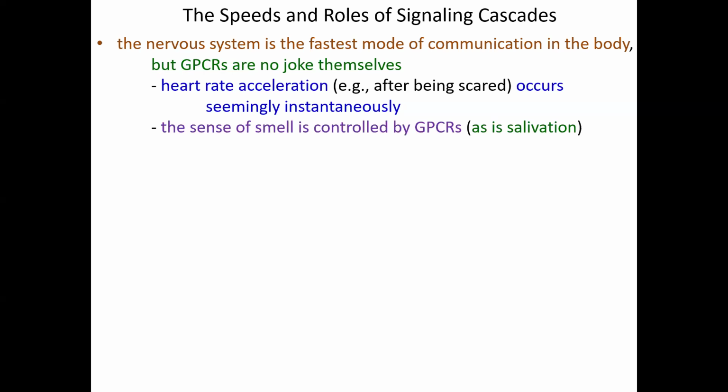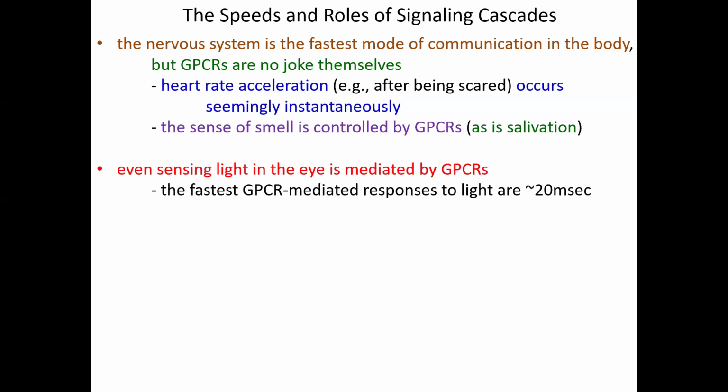The sense of smell is all G protein coupled receptors, and think of how quickly you smell and process something. The salivation response is G protein coupled receptors. Even sensing light in the eye is mediated primarily and initially by G protein coupled receptors. The fastest G protein coupled receptor responses, the response to light, are 20 milliseconds, that's 2/100ths of a second. It takes 2/100ths of a second for light to hit your eye and then be transduced by a G protein coupled receptor.